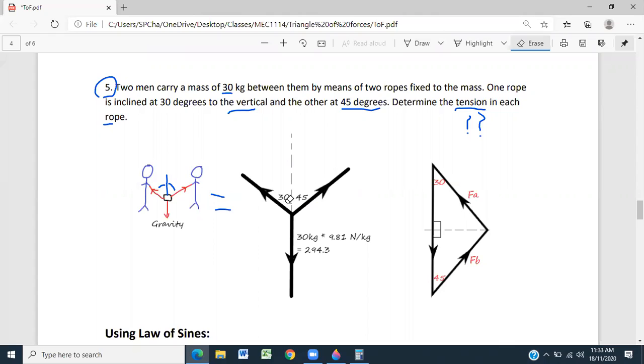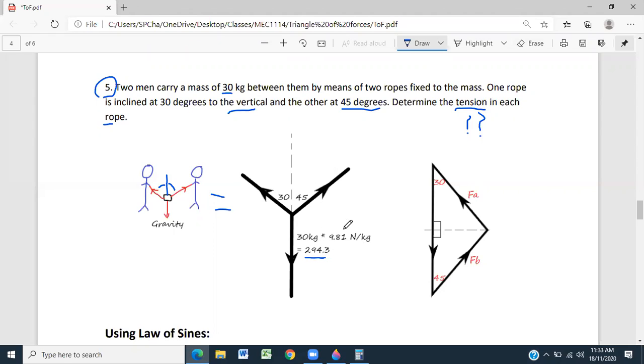The mass weighs 30 kgs, right? And then we times that by gravity. Remember, weight: 1 kg exerts 9.81 newtons of force downwards as a result of gravity. So 30 kgs times 9.81. The force exerted by 30 kg should be about 294.3, right?